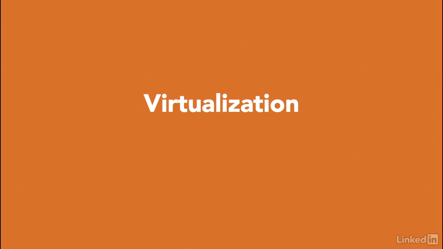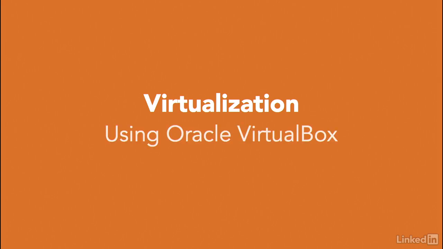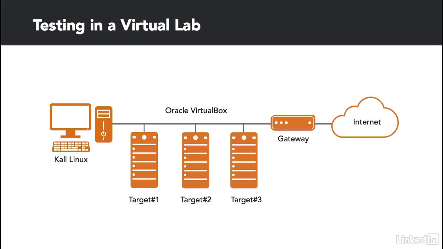In this course, I'm going to show you how to set up and do security testing in a virtual lab. To create the lab, we'll use a virtualization system called VirtualBox, which runs on a Windows host computer. To do the testing, we'll use a Linux distribution which is designed specifically for security work, called Kali Linux. We'll also have in the virtual lab a number of target systems that we can test.